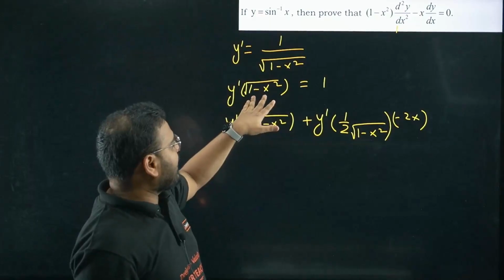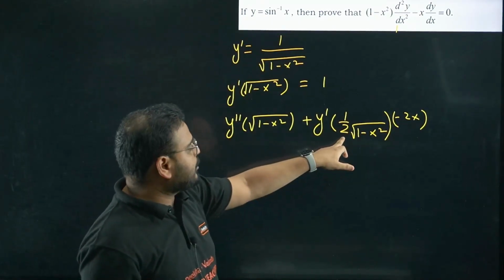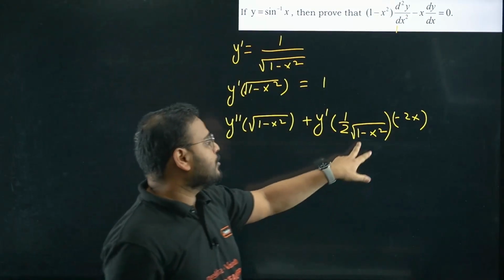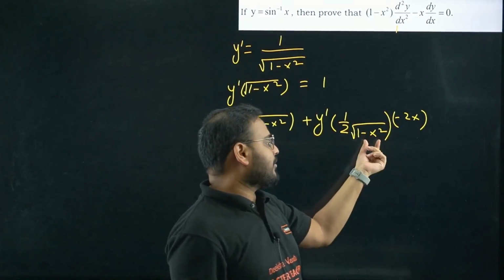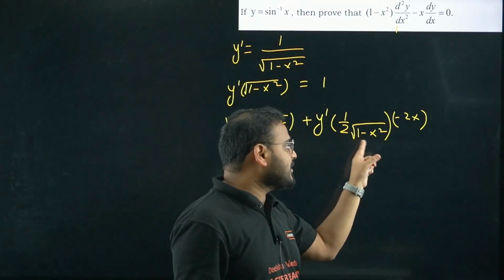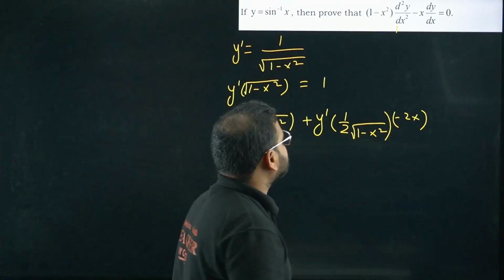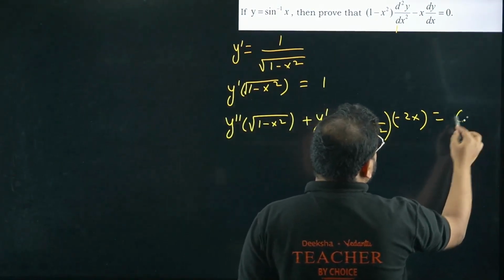We have this as power 1 by 2, so 1 by 2 will come as the coefficient. You get 1 by 2 minus 1, which becomes minus 1 by 2, so this root comes in the denominator. Now differentiate by the chain rule of 1 minus x square: 1 will be 0, and for x square you'll have minus 2x. This is done. Equal to 0.